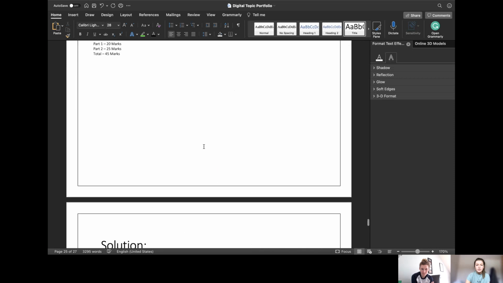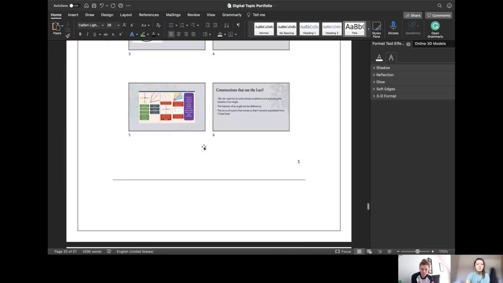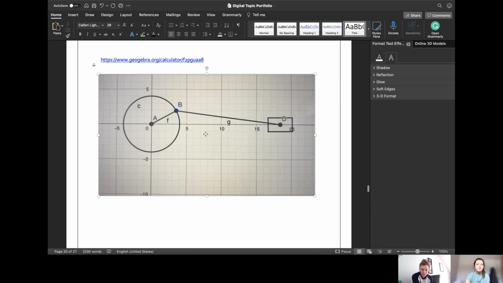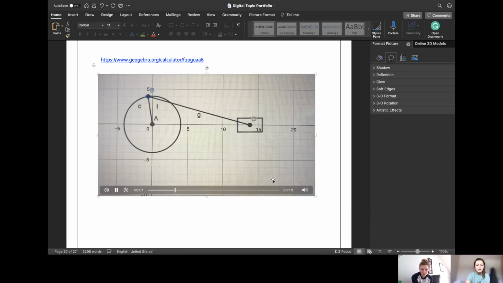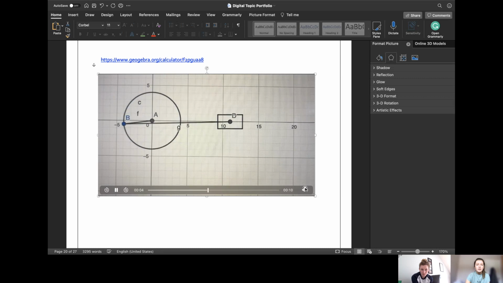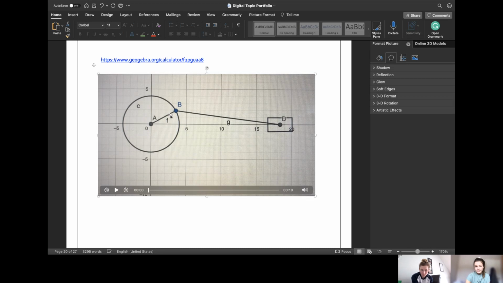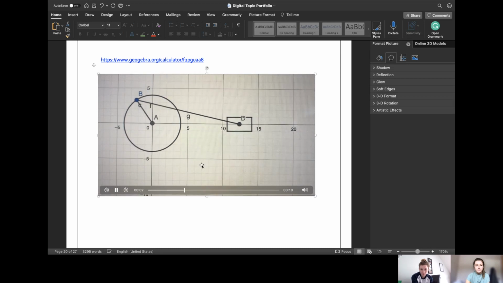Then I have a resource just to help students understand the different, we'll say, linkages. Here I just have a quick video made on GeoGebra. As you can see, point A is fixed and point B is fixed, but point A rotates around the circle. When this rotates around the circle, it pulls the point D along the line. And you can just do that again to understand the principle of the linkages.